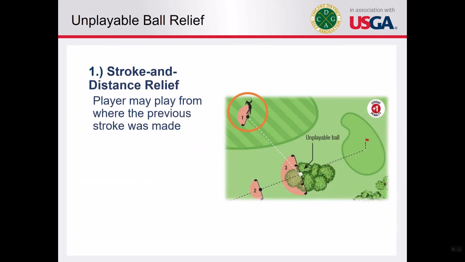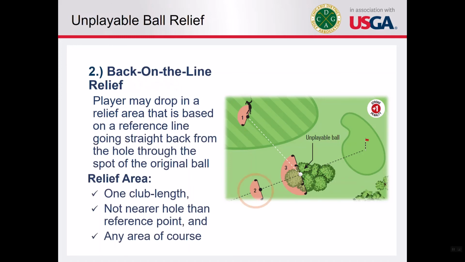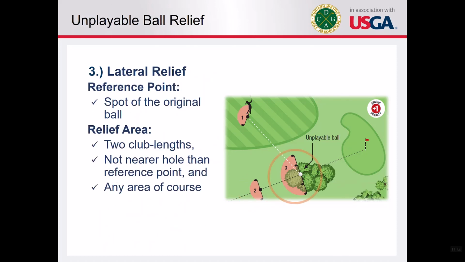The relief options for unplayable ball are similar to the penalty area relief options. Option 1 is a stroke and distance relief option, where you'll play from where you made your last stroke. Option 2 is the back on the line relief option. The reference line will go straight back from the hole through the spot of the original ball. The reference point is a chosen point on the reference line, and the relief area is 1 club length from the reference point, no closer to the hole than the reference point, and the relief area can be in any area of the course.